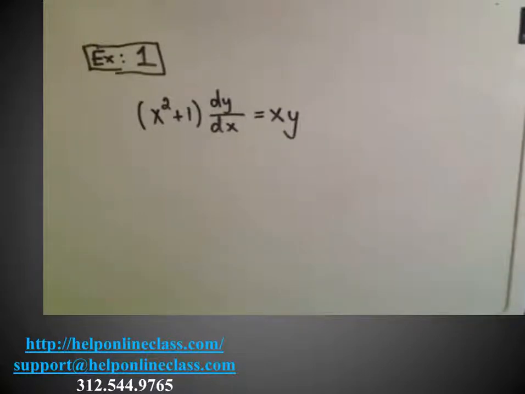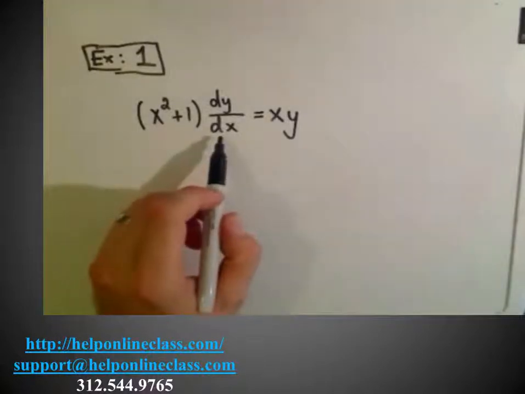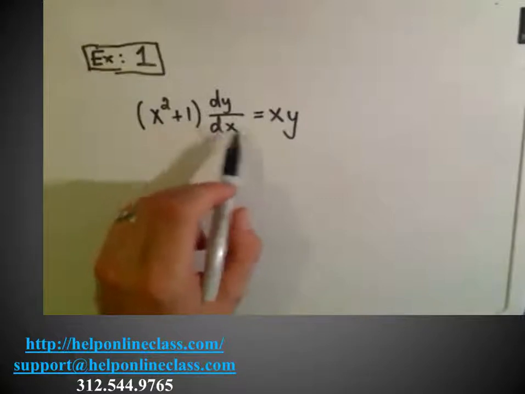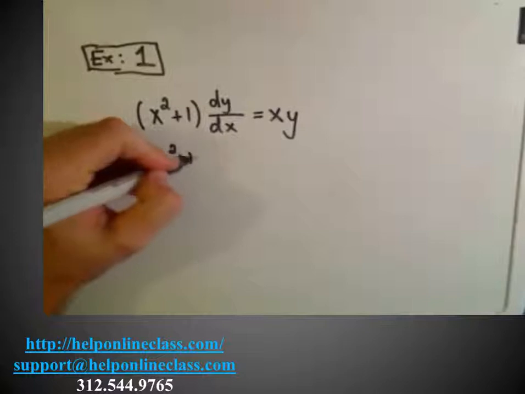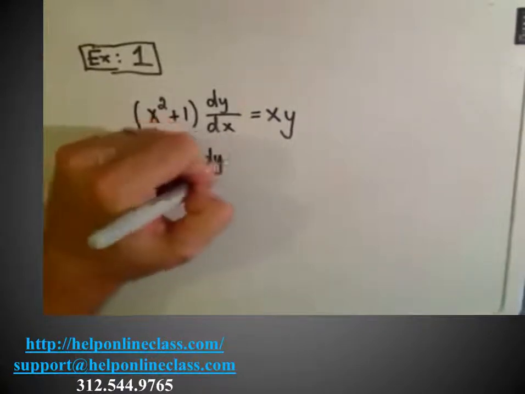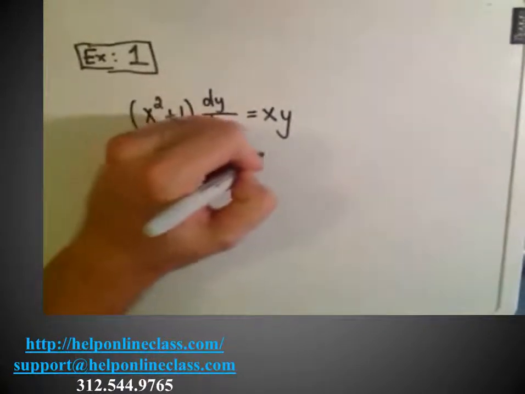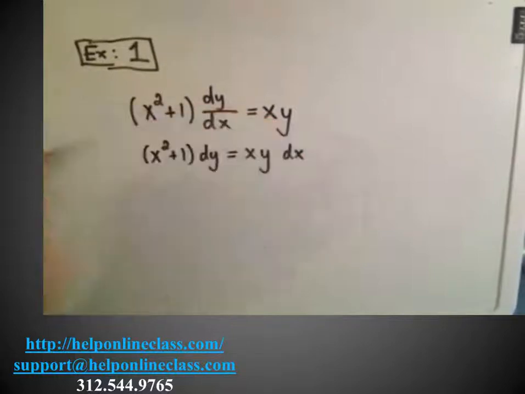So this is the idea. Basically, you get all your x's on one side, all your y's on the other, and integrate. You want your dx's out of the denominator. So the first thing, I'm going to multiply both sides of this by my dx. So I'll have (x squared plus 1) dy equals x times y dx.